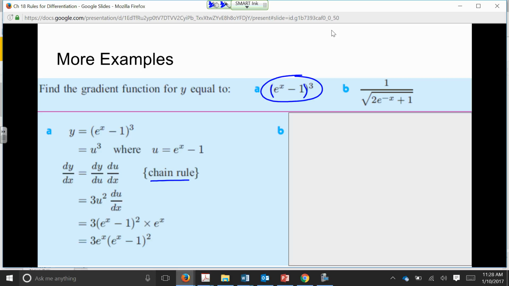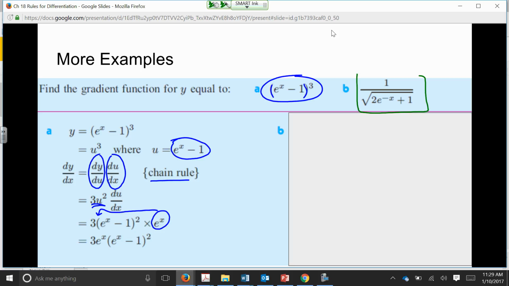So I'm just going to go ahead and take the dy du and multiply that by du dx. So I have u cubed, the derivative there is 3u squared, times du dx. All right, well, when I look at du dx, I'm really talking about the derivative of e to the x minus 1, and the derivative of e to the x minus 1 is just e to the x, right there. So just move that guy in front. 3 e to the x times e to the x minus 1 quantity squared.